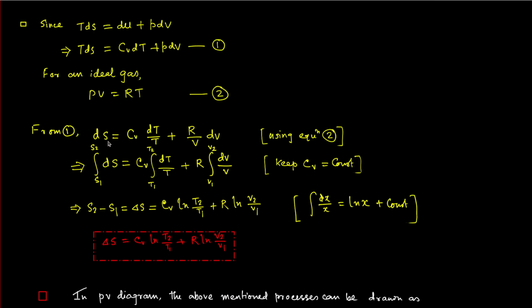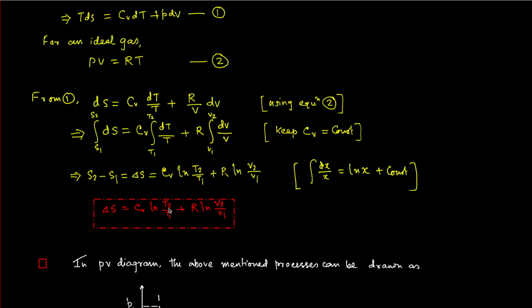From equation 1, dS equals Cv dT by T plus R dV by V, because P is basically RT by V and T cancels out. And if we integrate from 1 to 2, S1 to S2, T1 to T2 and V1 to V2, after integration we get delta S equals Cv log T2 by T1 plus R log V2 by V1.